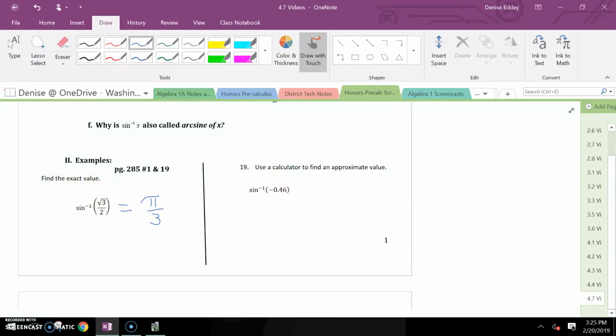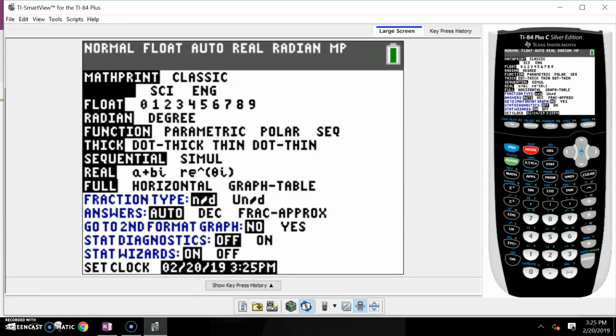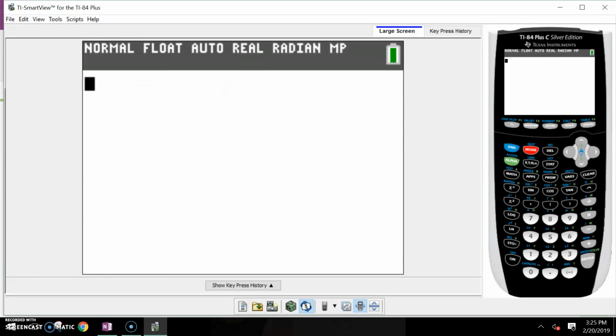Now, number 19 asks us to use a calculator to find the approximate value of inverse sine of negative 0.46. So what you want to do is pull up your graphing calculator. You want to make sure you're in the right mode. So for these, we're going to be in radian, unless it otherwise specifies, which we are. And then this will be true also of the Inspire as well.